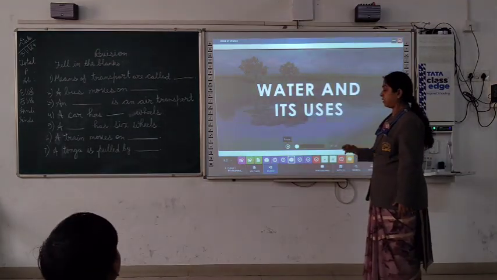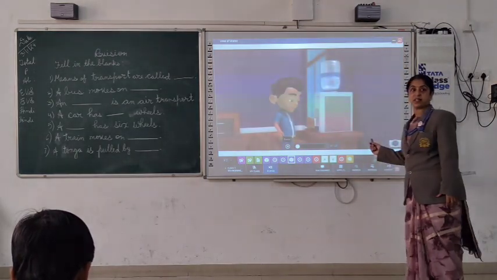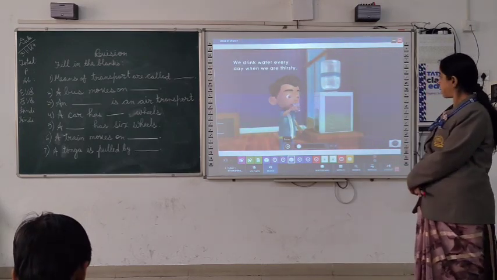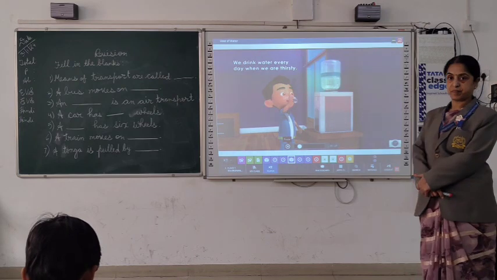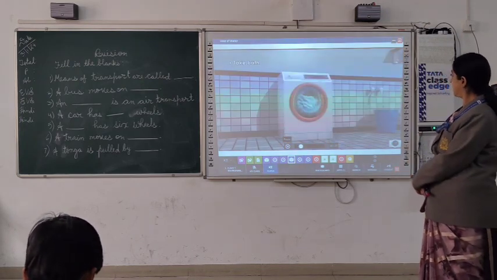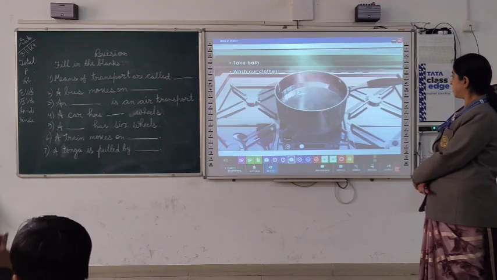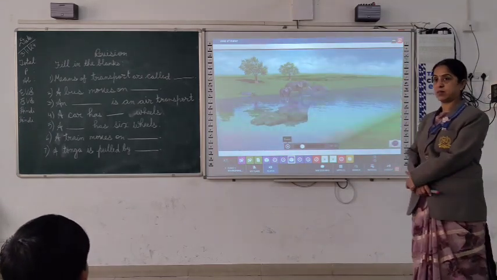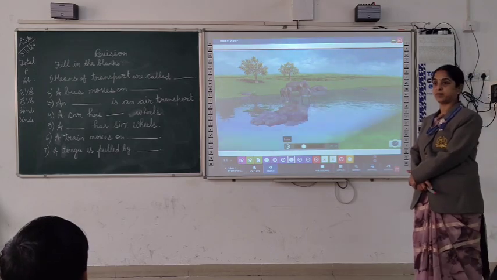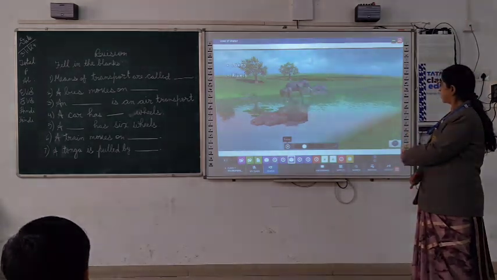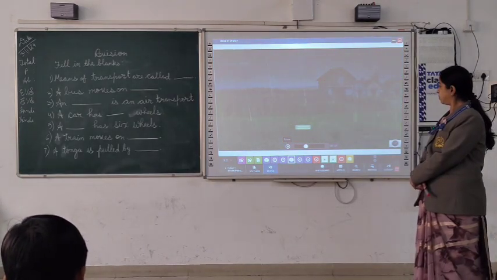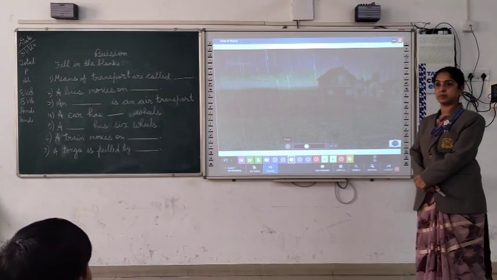Water and its uses. Now see class, water is very important to us. We drink water every day when we are thirsty. We use water to take bath, wash our clothes, and for cooking. Animals and plants also need water to live. We can see water in lakes, rivers, and seas. When it is raining, we see water drops falling to ground.